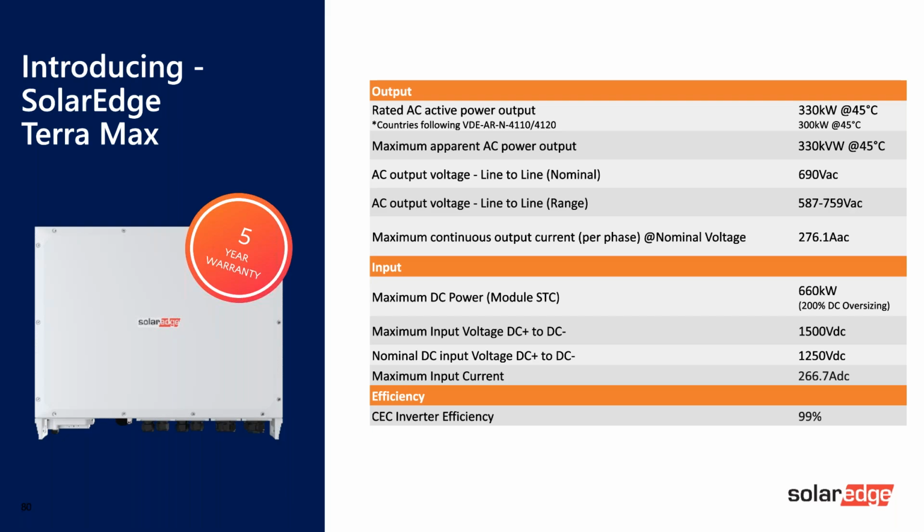It is a really high efficiency C&I product. You can see there the CEC inverter efficiency is 99%. It runs at 690 volts on the AC side, so it does need a transformer, but that's common for inverters of this size in the C&I space. So that is a really, really exciting product. Again, because it's just like some of our other products, that allows for 200% DC oversizing.